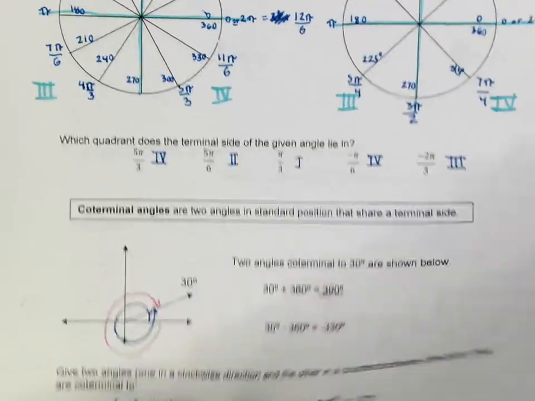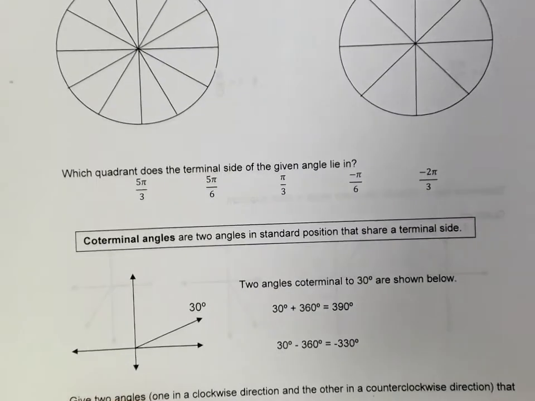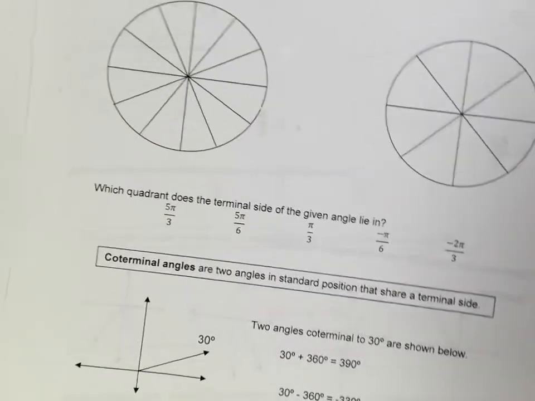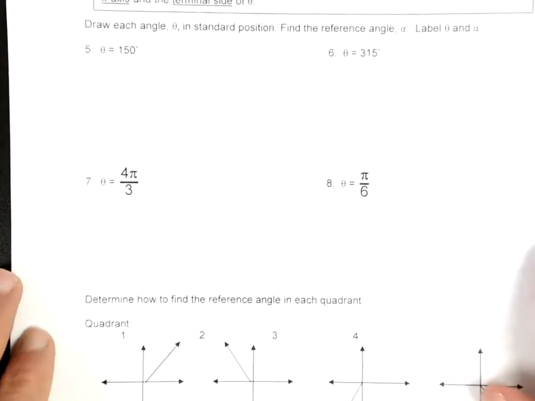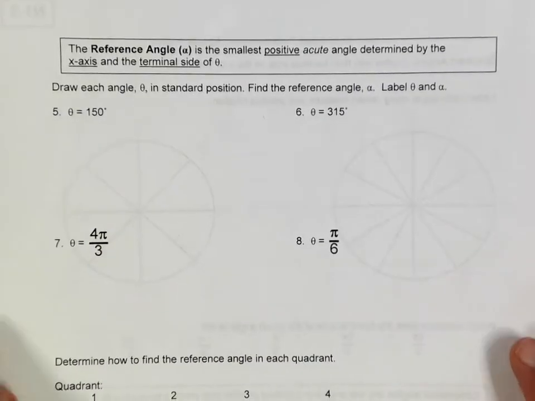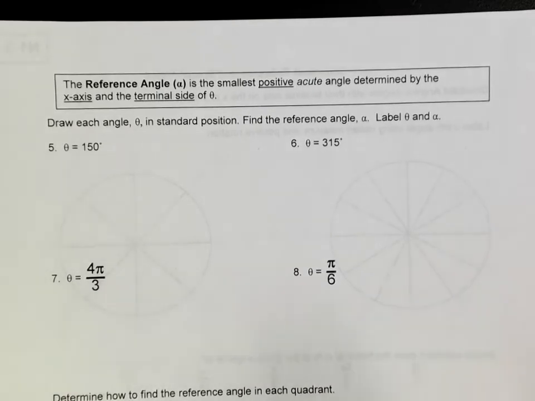Alright, let's go ahead and move on to the back here. So I'm going to go to the next page so I don't make a mess of things. Okay, so the reference angle. When we talk about a reference angle, we're talking about the smallest positive acute angle determined by the x-axis and the terminal side. Alright, so I'm going to give you an example of that.